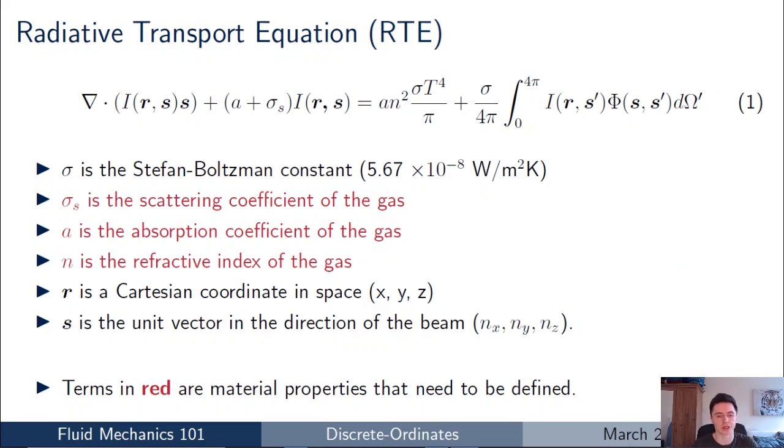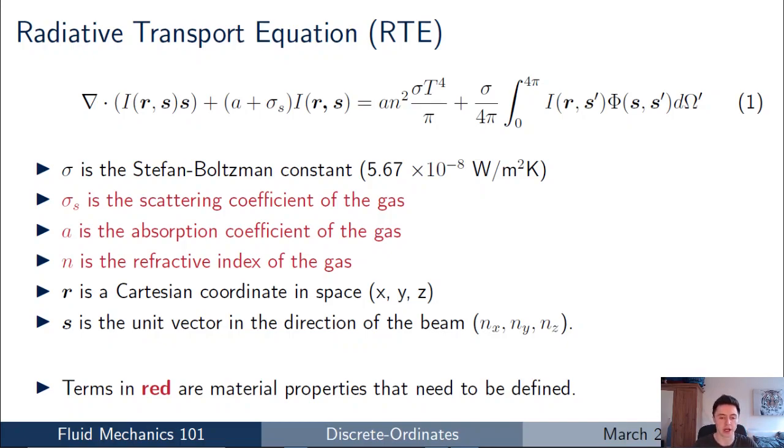So equation 1, which you can see there, is the radiative transport equation. And it's quite a long and complicated equation, as you can see, with lots of different terms and different variables in there. So don't worry if this seems overwhelming at first. In this talk, I'm going to be going through each of the main variables in the equation so that you have a good understanding of what the equation is doing, at least at a surface level.